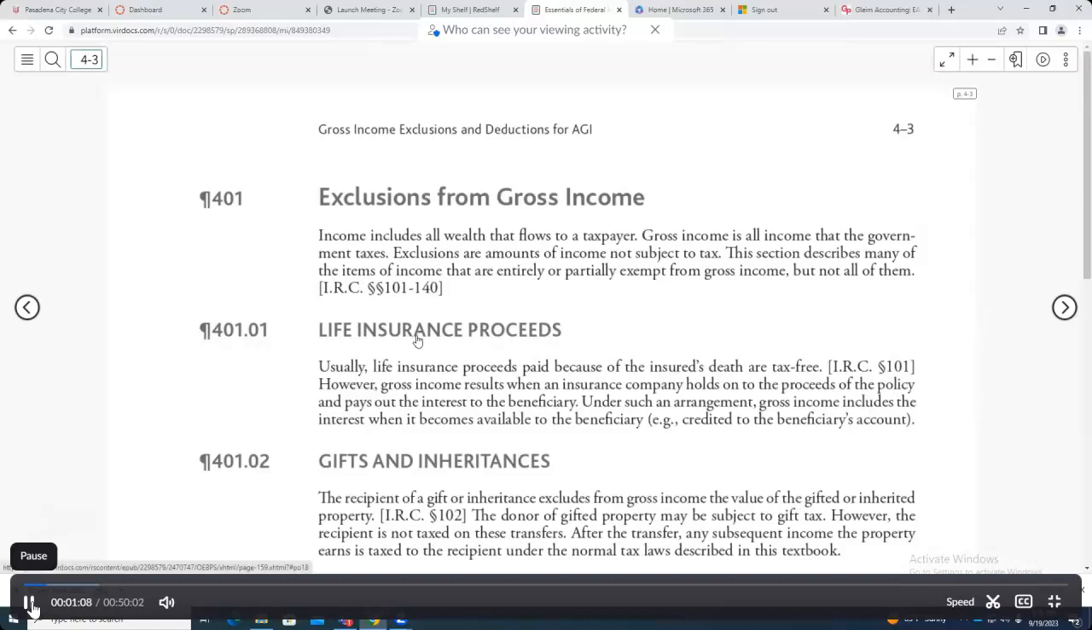Life insurance proceeds. Usually, life insurance proceeds paid because of the insured's death are tax-free. Why? Because you pay with after-tax money to buy a life insurance, right? You paid for it with after-tax money. You get the proceeds, it's tax-free. That's something that you did yourself for your family, let's say.